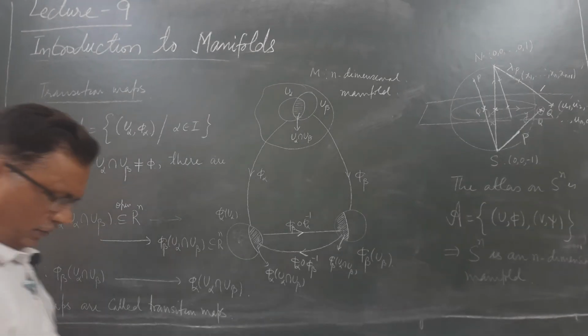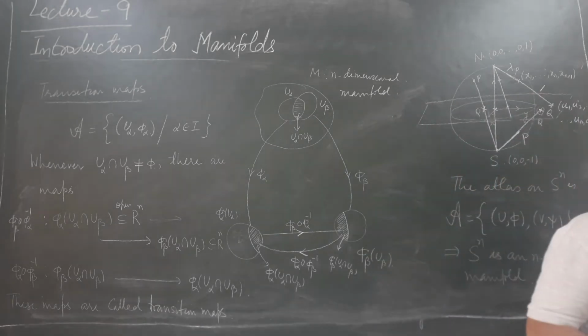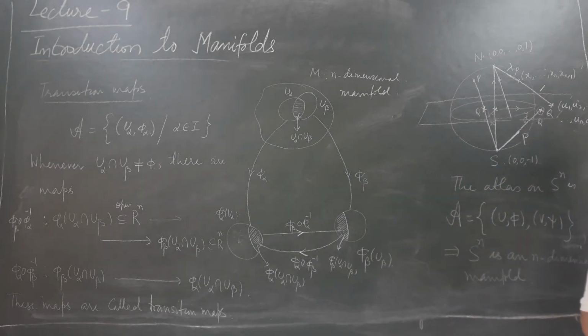So transition maps are available only when there is a non-empty intersection between two coordinate neighborhoods.